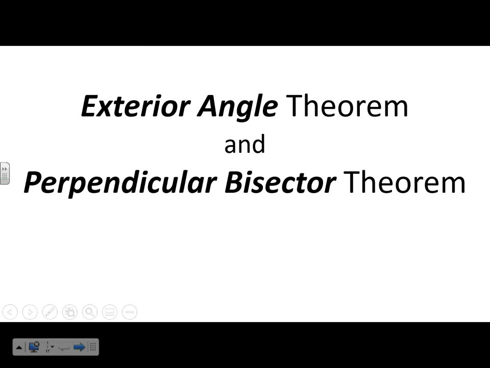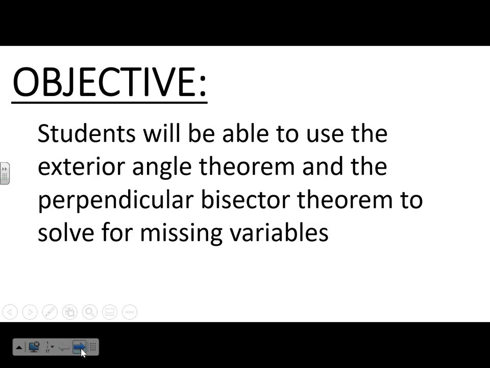Today we are talking about the exterior angle theorem and the perpendicular bisector theorem. There's a couple different things with these that we won't quite have time to get into, mainly the perpendicular bisector theorem. There's another angle bisector theorem that we won't touch today. The objective is for students to be able to use the exterior angle theorem and the perpendicular bisector theorem to solve for missing variables.